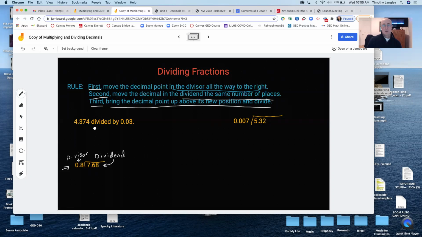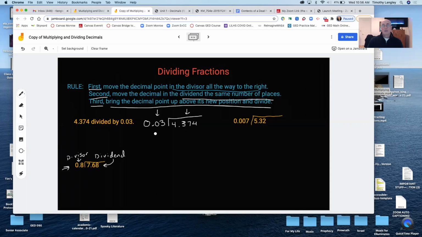All right, so a typical kind of problem you might run into is I've got 4.374 divided by 0.03. So this is the number I'm dividing into, 0.03. I'm dividing it into 4.374. Again, here's my divisor and here's my dividend.